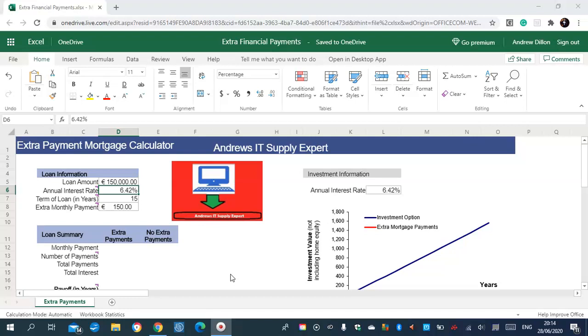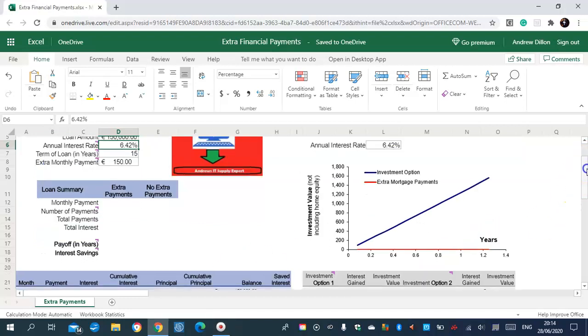This spreadsheet is called Extra Financial Payments. As you see, it's a diagram graph. What's missing is the extra mortgage payments. So that's what I need to do, and then I see how the investment option goes up. So I need to find the extra mortgage payments and how to increase it by inputting the missing figures that have not yet been calculated in the spreadsheet.